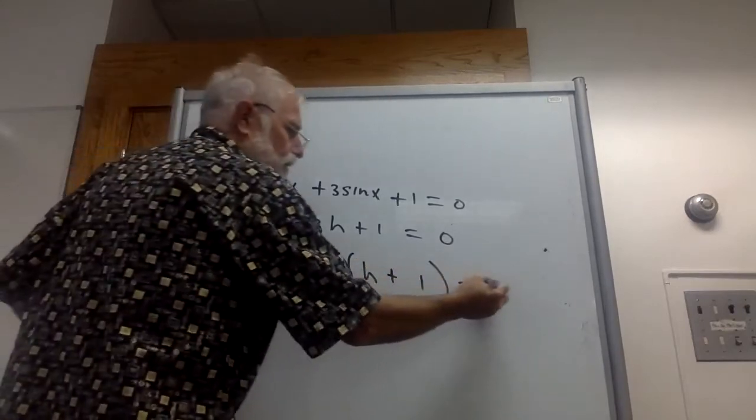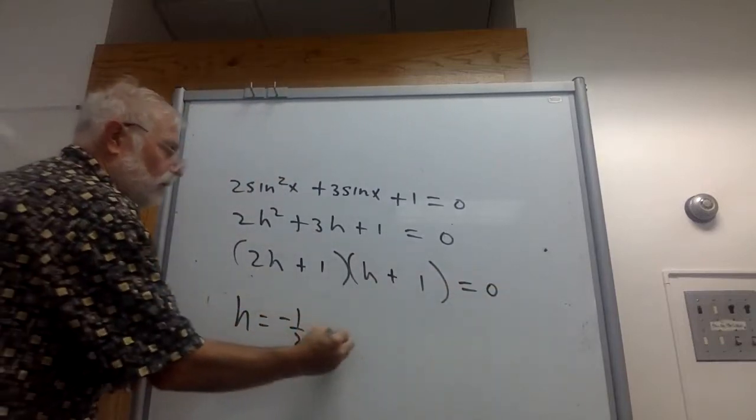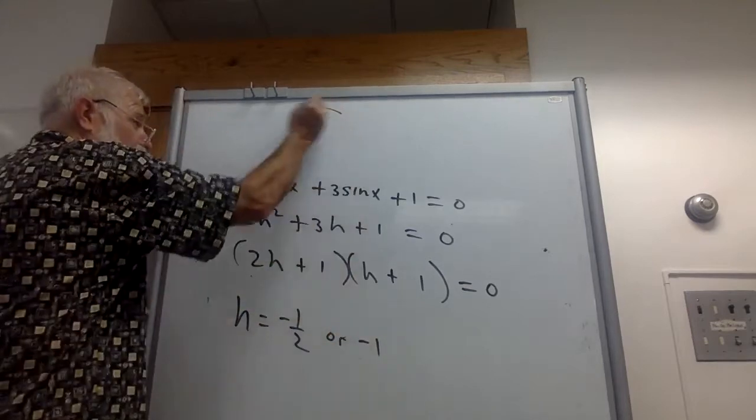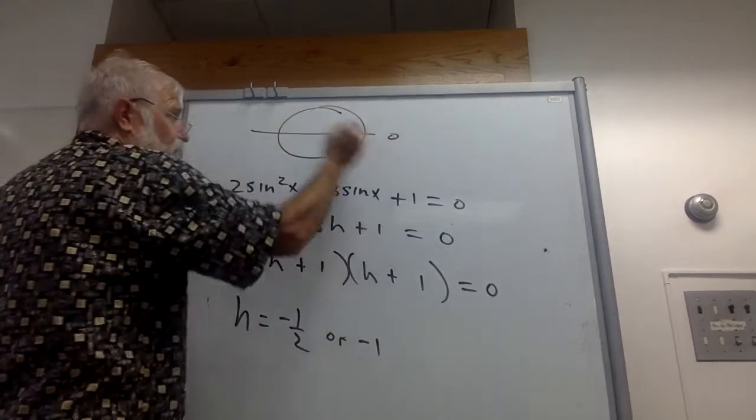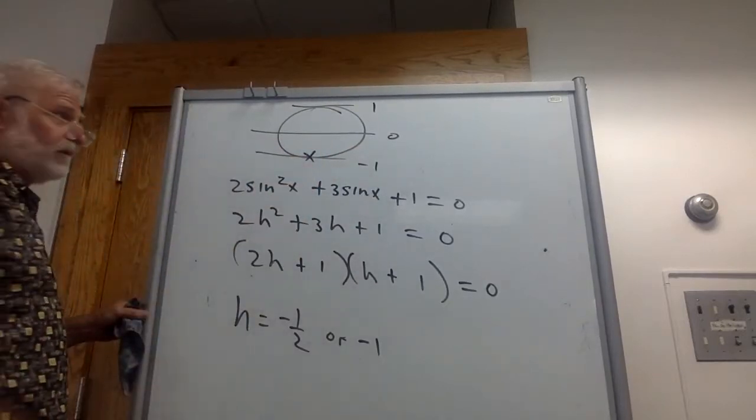So what do we got? We got our heights could equal minus 1/2 or negative 1. So you go to the circle. I know that height's 0. I know that height's 1. I know that height's negative 1. I guess we found an angle, 270 degrees.